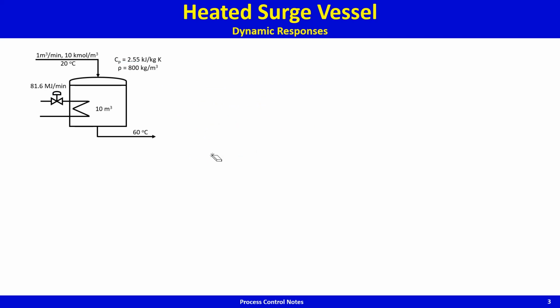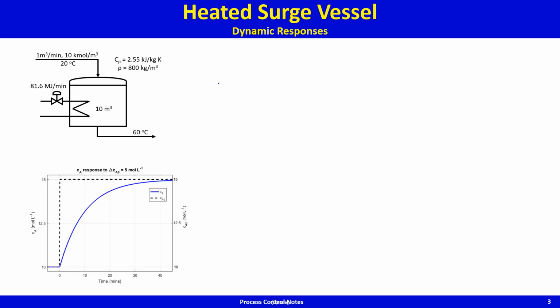For this system, if I look at the responses, if Ca naught going in is 10 kilomoles per meter cube, let us say Ca naught goes from 10 to 15. That's the step change that we give, from 10 to 15 kilomoles per meter cube. You can see the exit concentration immediately starts responding, but it takes its own time. Ultimately it will reach 15, whatever the inlet concentration is, but it takes time to get there.